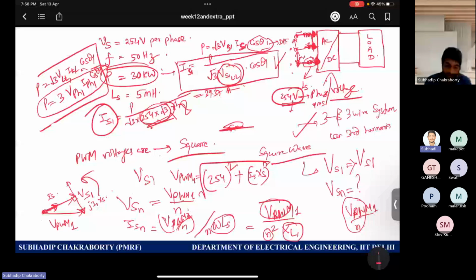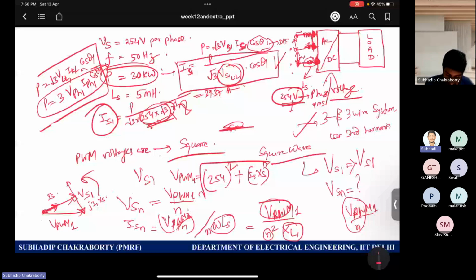So now you tell me, what is the VPWM1? Root of 254 square plus Is into Xs. Is means Is1. So Is1 we know because we are finding for the fundamental. So everything fundamental we take, and Xs also you take for the fundamental, Xs1. So what is that? Calculate and tell me. This will be easy. Is1 you know is 39.37 and Xs is what? Omega into Ls. Omega is 2 pi into 50, because 50 is the fundamental. And Ls you know, Ls value is 5 millihenry. Plug in all the values and tell me what is VPWM1.